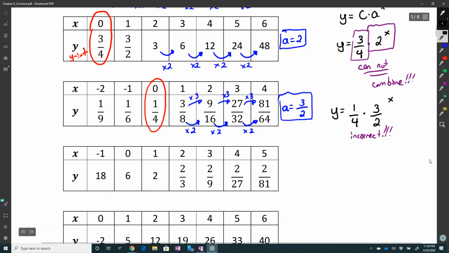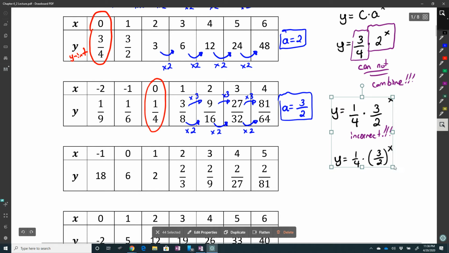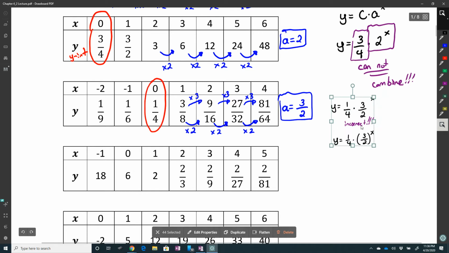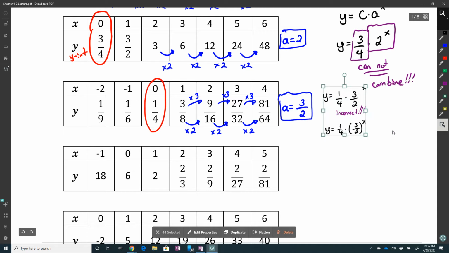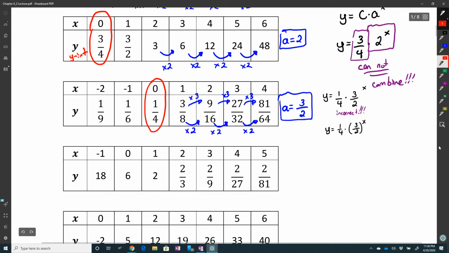And the reason is parentheses are everything. It's not just 3 to the x, it's the entire 3/2 to the x. So to fix it, you have to do 1/4, and then the 3/2 needs to be in parentheses. 3/2 to the x. If you forget your parentheses, it's incorrect. So you got to watch out. All right, so then this would be the correct answer.